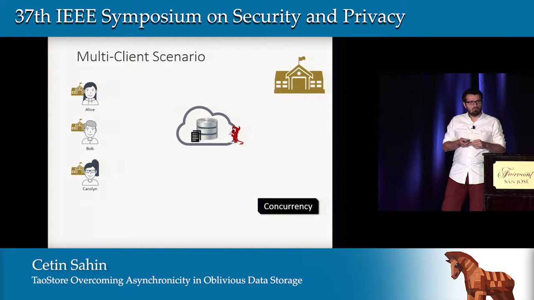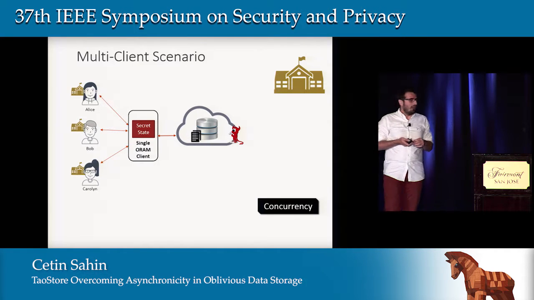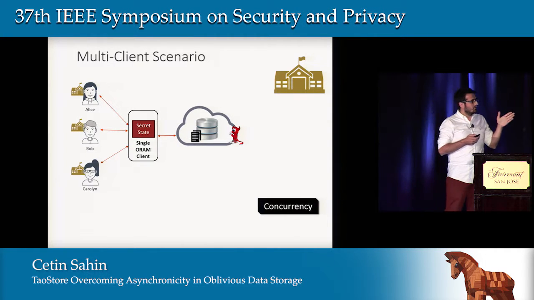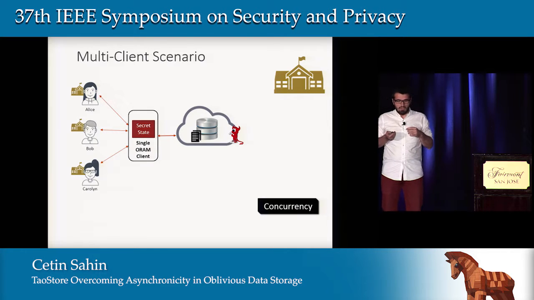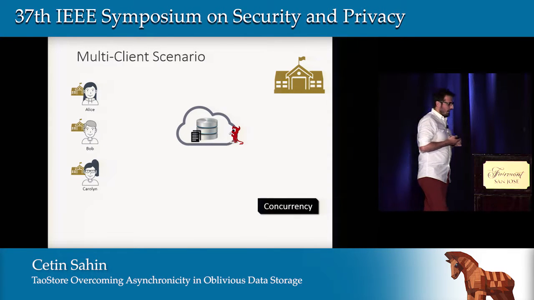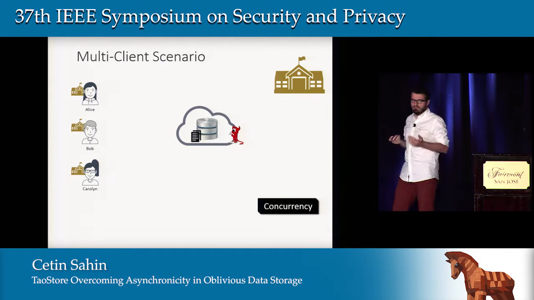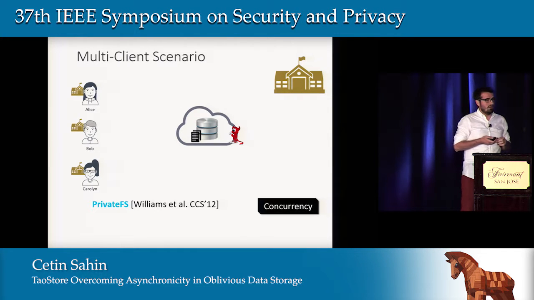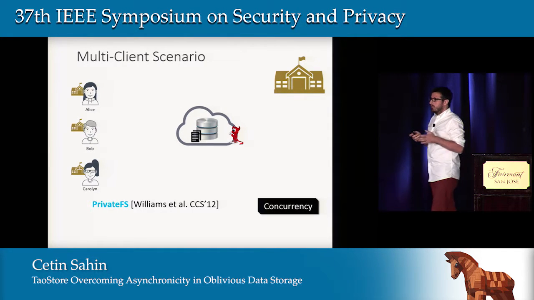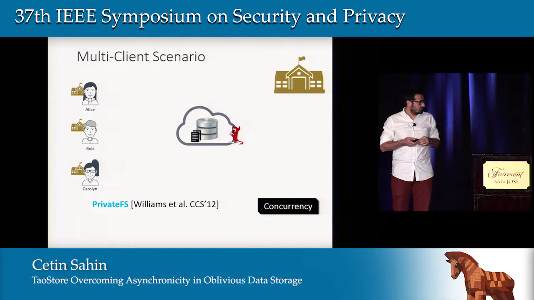The simple approach would be introducing a single ORAM client in the middle, and this can handle the client requests sequentially. But here we lose efficiency because the accesses will be handled sequentially. To date, we don't have many solutions that leverage parallelism for higher throughput and efficiency. The initial work was PrivateFS, which tried to provide parallel oblivious accesses to the cloud storage.